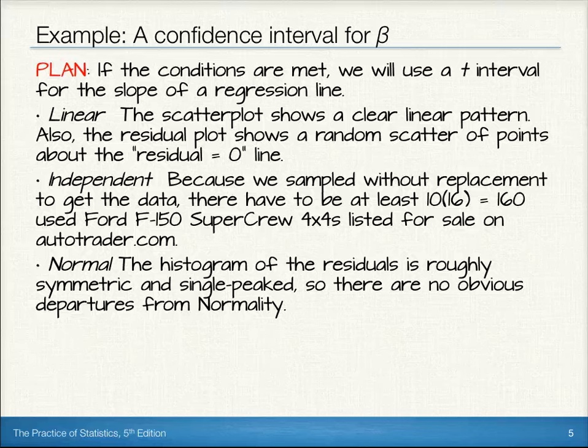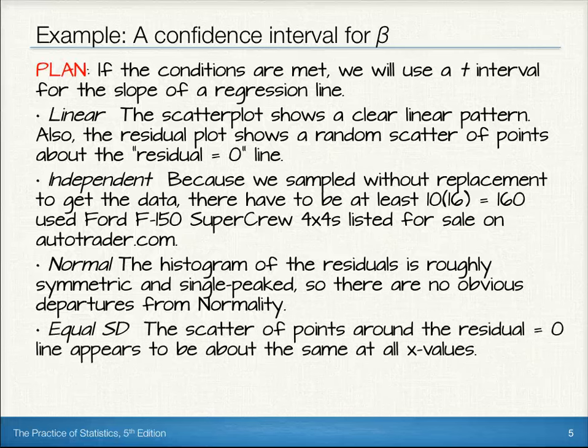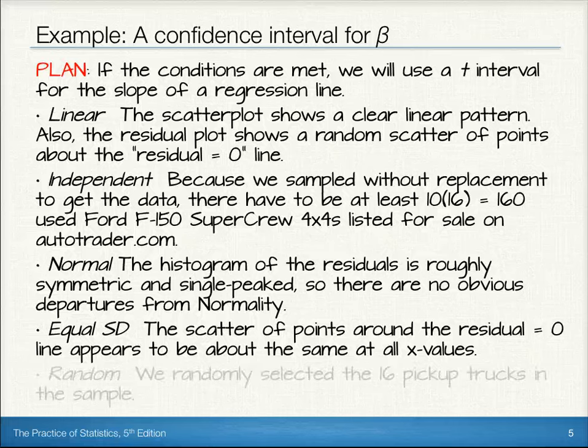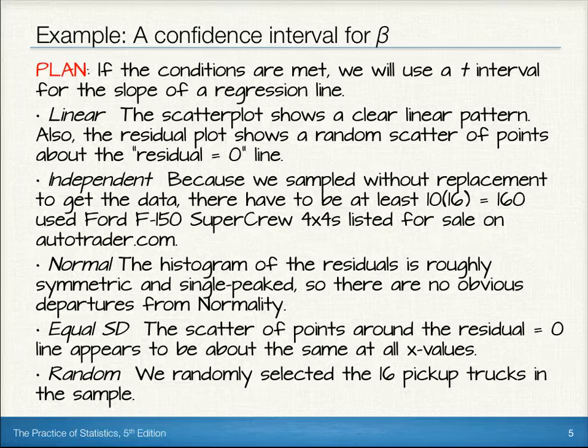N for normal. The histogram of the residuals is roughly symmetric and single-peaked, as we saw, so there are no obvious departures from normality. E means we check for equal standard deviations or equal variance, and the scatter of points around the residual equals zero line appeared to be about the same at all the x values. Finally, R for random. Note we randomly selected the 16 pickup trucks in the sample.